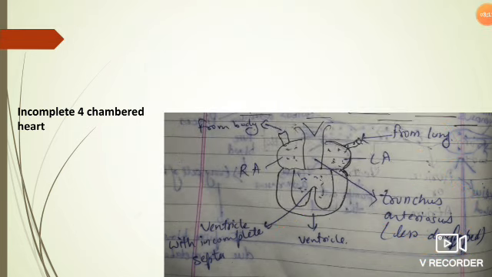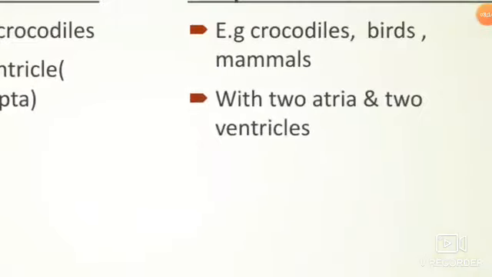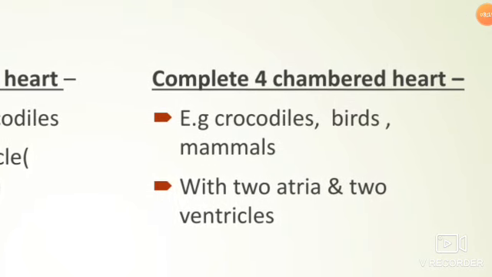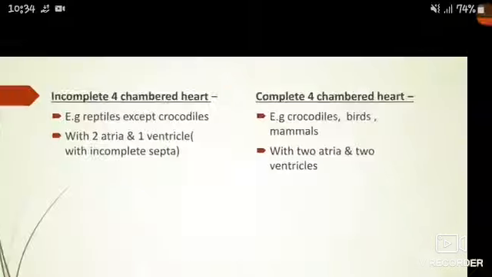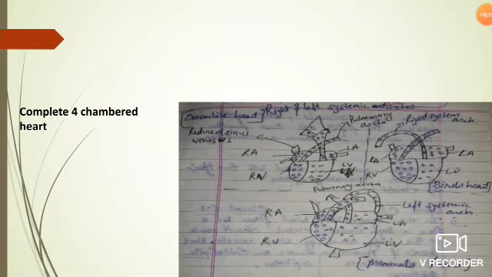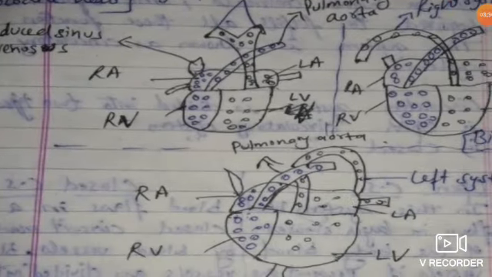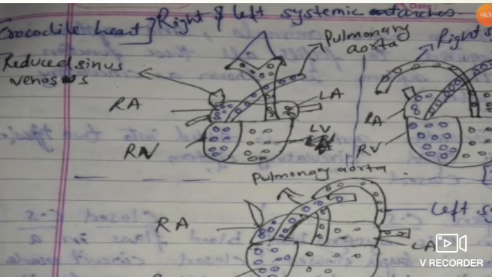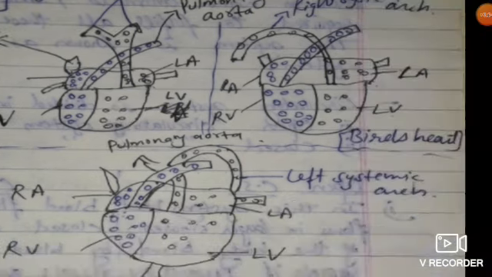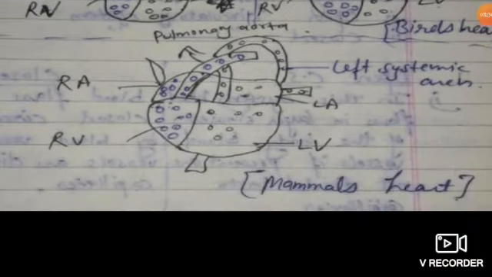Now we will discuss the complete four-chambered heart. The complete four-chambered heart is found in crocodiles, birds, and mammals. This heart has two atria and two ventricles. Now we will see it in the diagram. First of all, we will see the crocodile heart, then the bird's heart, and then the mammalian heart.